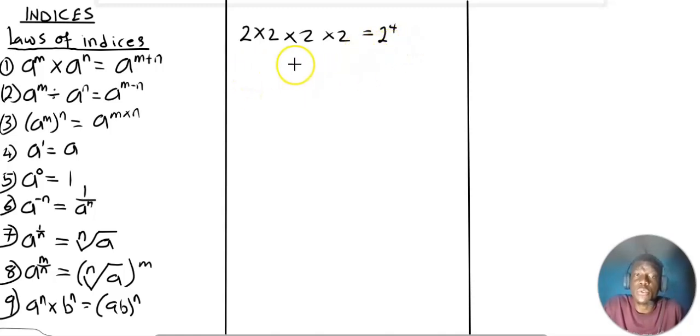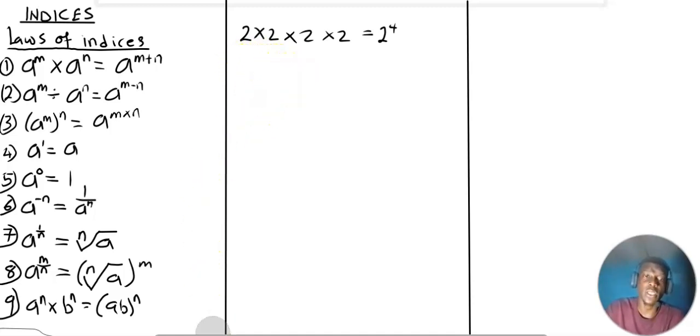Now, when you have two numbers in index form adding or subtracting themselves, or multiplying or dividing themselves, how do you solve them? That is where the law of indices comes into play. You just can't solve questions in indices like that. That's why the law of indices is very, very important to us.